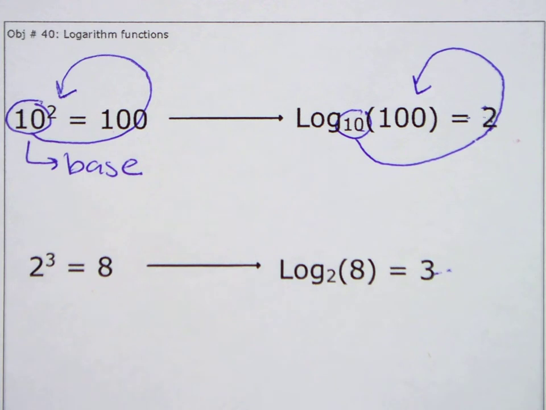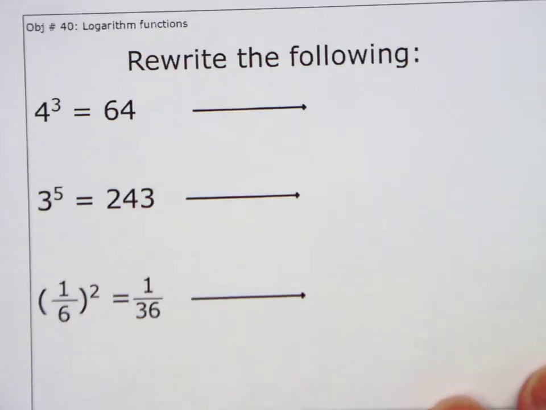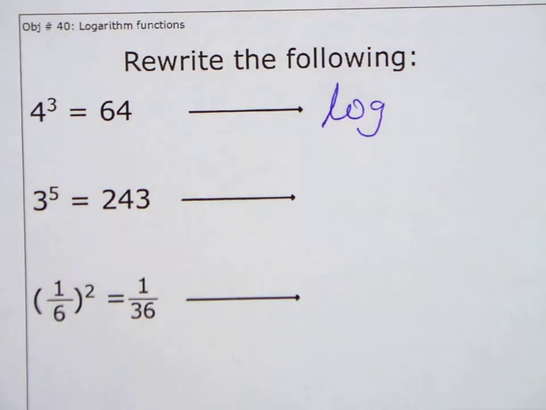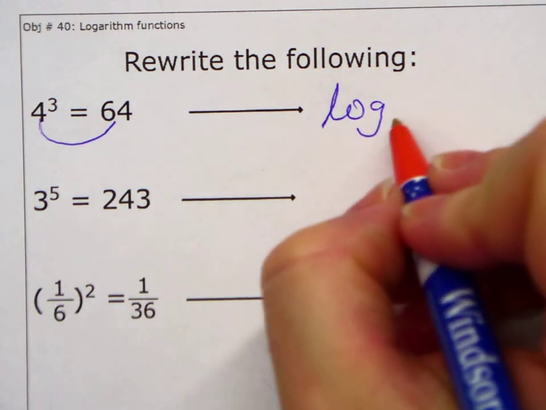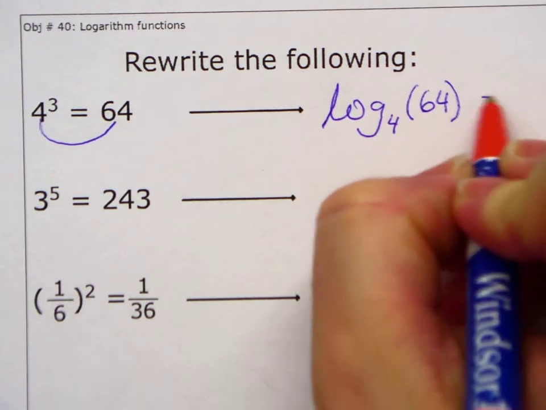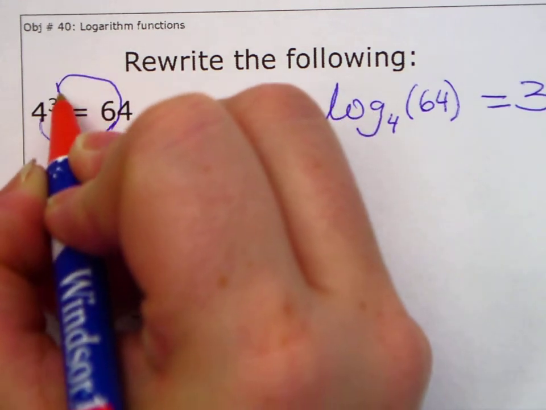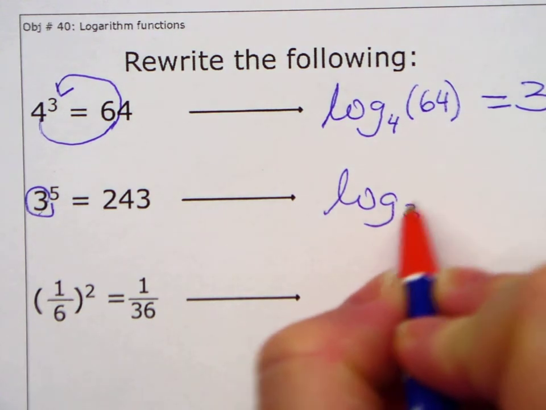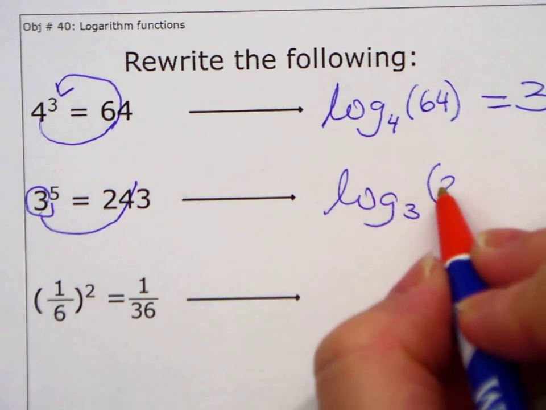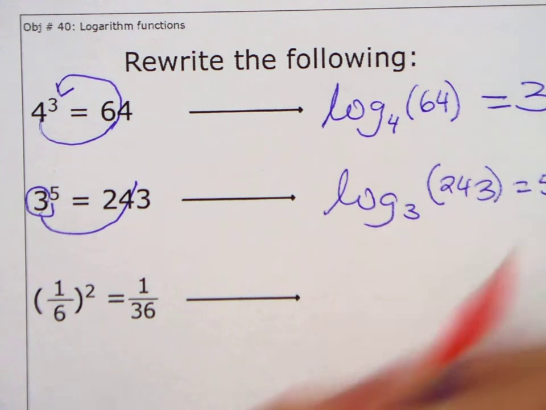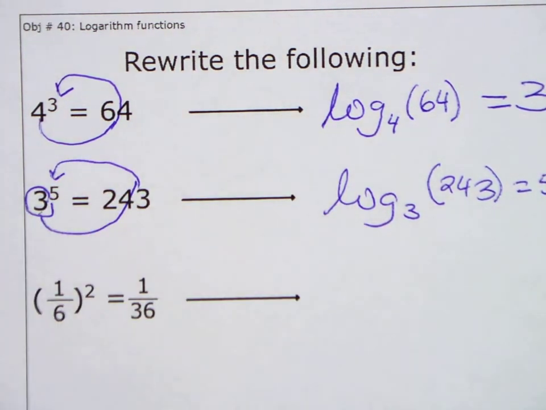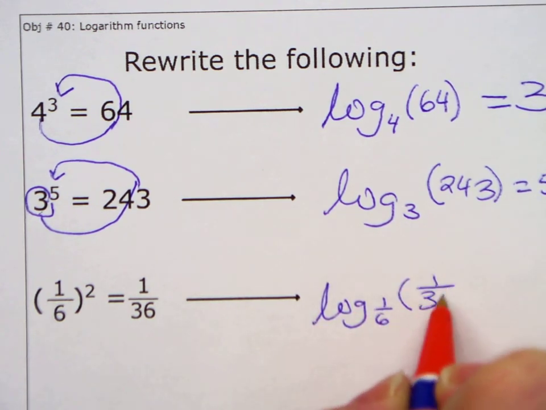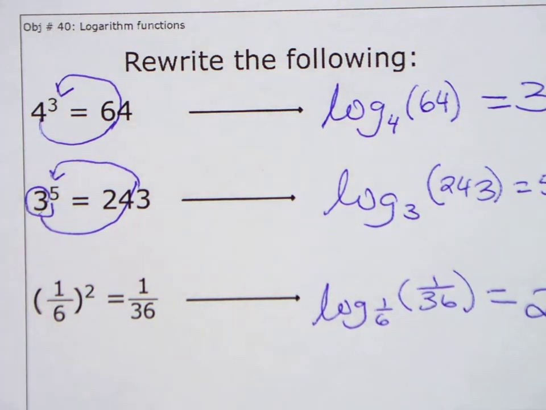Okay? All right, so now do the following. We're just, honestly, rewriting. We're getting used to rewriting. So log, what's my base? Base 4 of 64 equals my exponent. Okay, start at the base. Log base 3 of 243 equals my exponent. Okay, do the last one on your own. Log base 1/6 of 1 over 36 equals 2. Done. Okay?